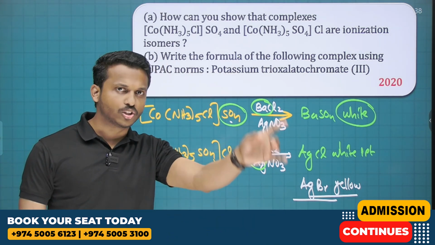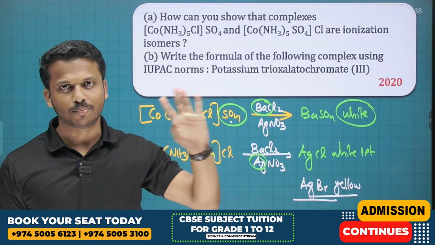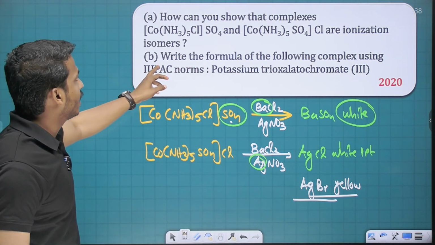If chlorine is outside, AgCl. If bromine is outside, AgBr. And write the next question.